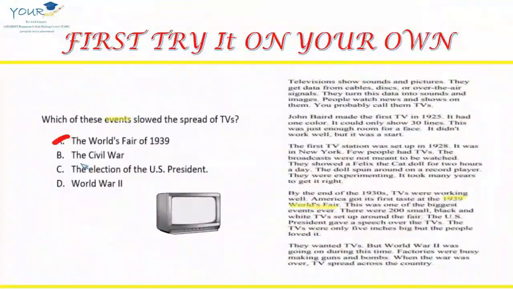So now we're ready to move on to option B, the Civil War. So we're going to come over here to our passage again, and we're going to skim through it, looking for the event, the Civil War. And we're skimming. And as you see, there's nothing in the passage relating to the Civil War. And so we know that option B can be eliminated because there's nothing in the passage relating to this particular event.